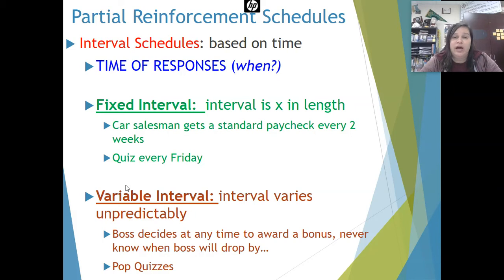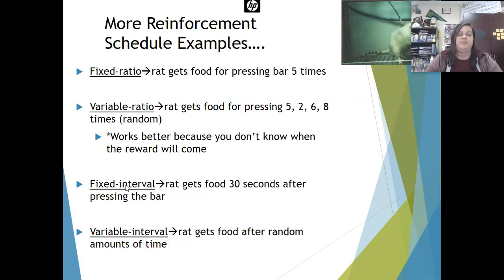Now, interval schedules also have stronger behaviors because if you know the quiz is every Friday, you're probably going to study Thursday, maybe Friday morning, but you know exactly when it's going to happen. So you prepare for it then. And there's a lot of other times that you're not preparing. If you think that you're going to have pop quizzes, you always have to be prepared because you never know when the response will happen.